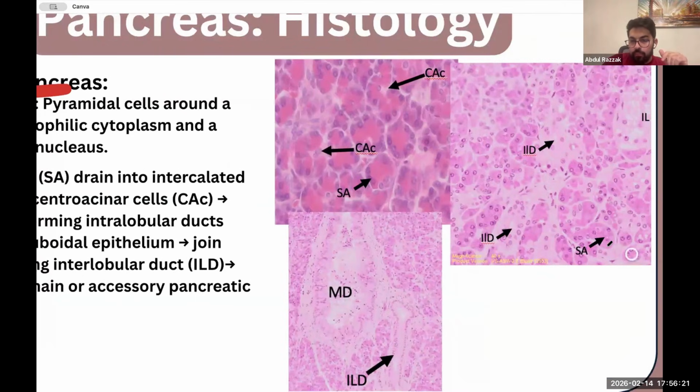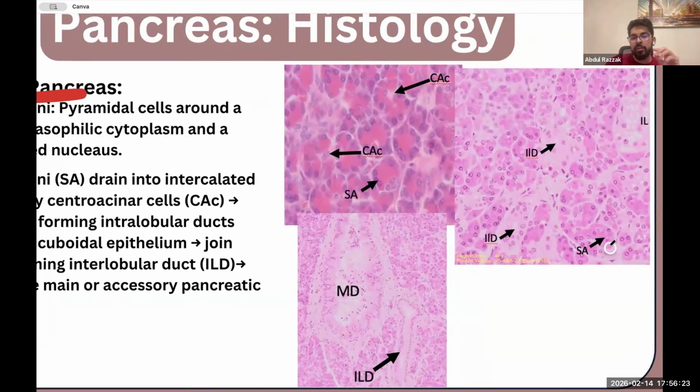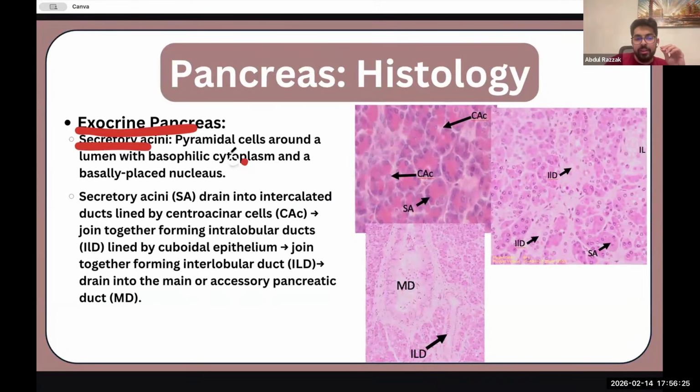It's basically like a circle shape, okay? And in the middle there is a lumen, and it's surrounded by pyramidal cells with a basophilic cytoplasm, very dark pink cytoplasm as you can see here, okay? And a basally located nucleus. These are the differentiating factors of secretory acini. They have a very dark pink color and a basally placed nucleus. All of these are around a lumen, okay?